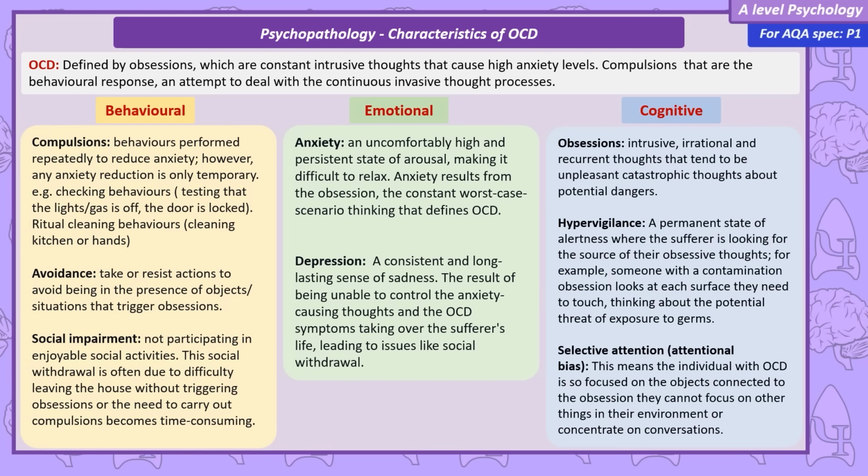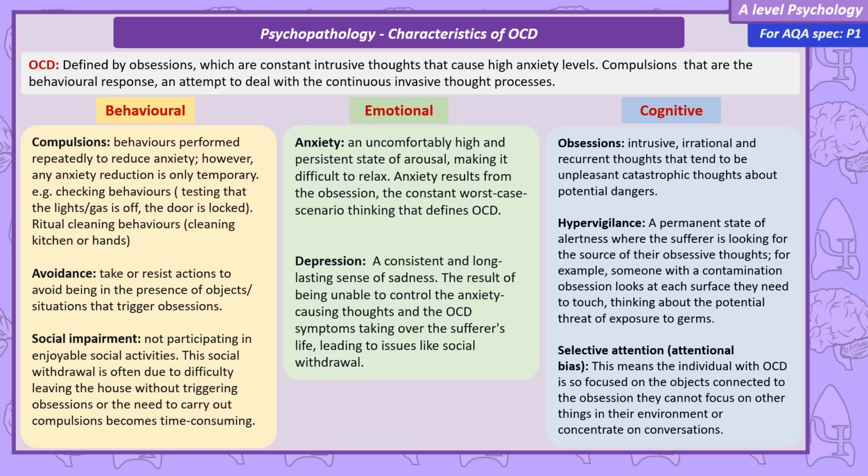Cognitive characteristics include obsessions. Obsessions are intrusive, irrational, and recurrent thoughts, and these tend to be unpleasant, catastrophic thoughts about potential dangers. Hypervigilance. This is a permanent state of alertness where the sufferer is looking for the source of their obsessive thoughts. For example, someone with a contamination obsession could be looking at each surface they need to touch, like door handles, light switches, pens, and keyboards, and thinking about the potential threat of exposure to germs.